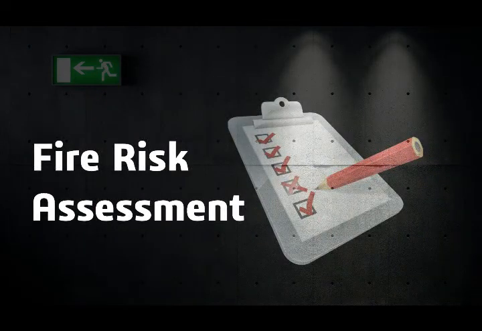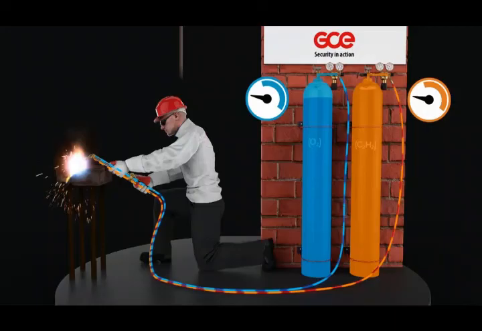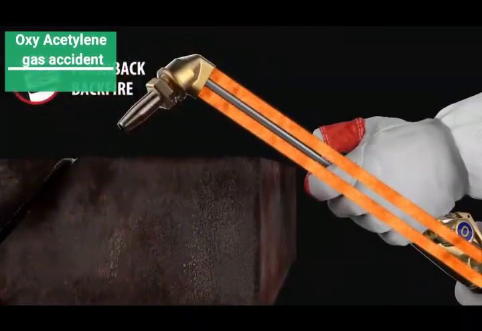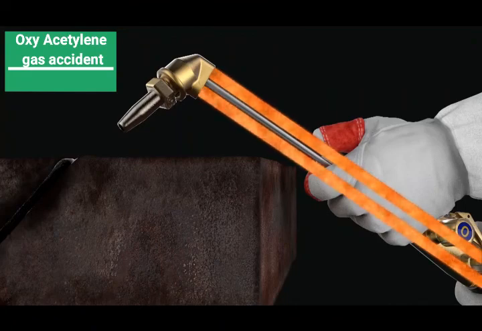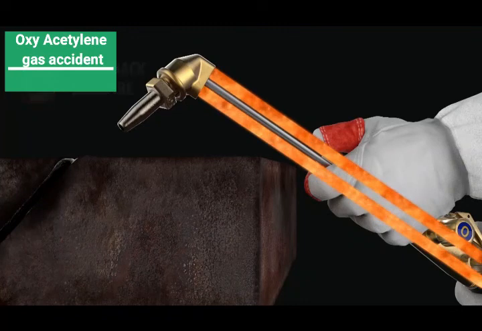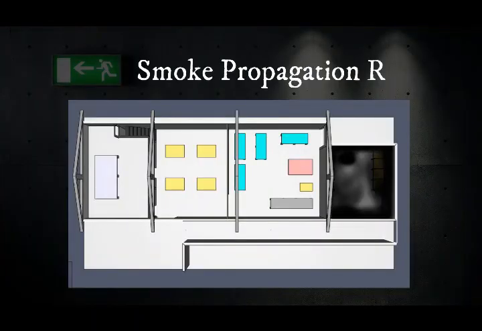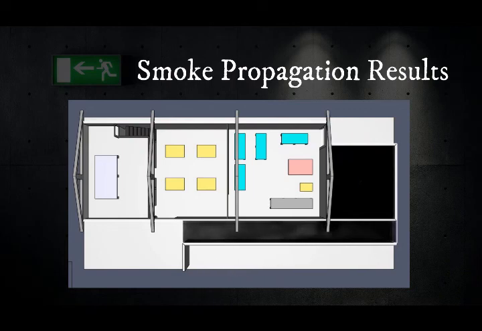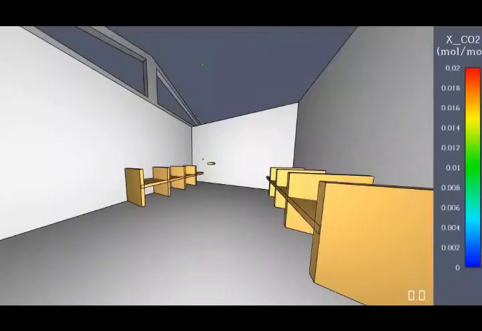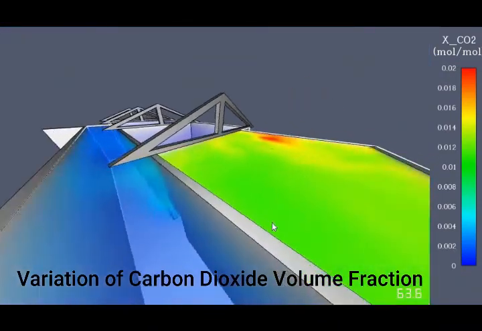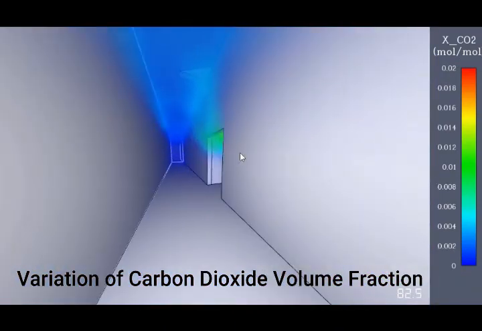According to the fire risk assessment, oxyacetylene gas-related accidents have the highest risk rating. Then we calculated the heat release rate for an acetylene gas leakage fire and simulated it in Pyrosim. This is the smoke spread throughout the fire flow at different times. This is the 3D result of the carbon dioxide volume fraction during the fire.